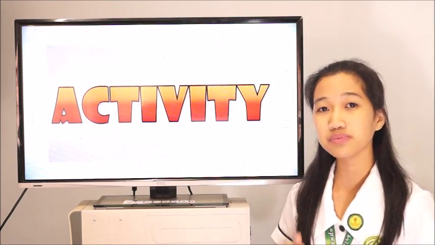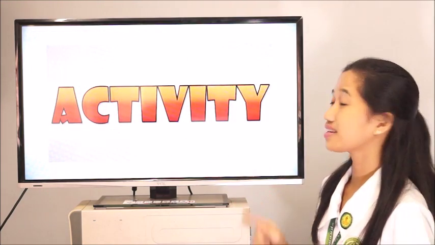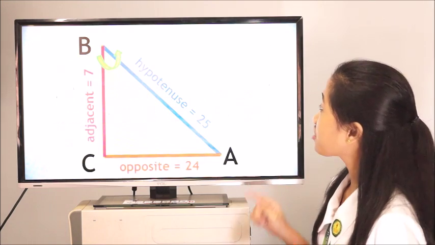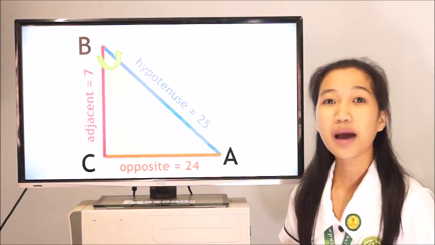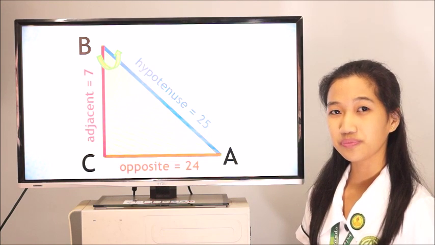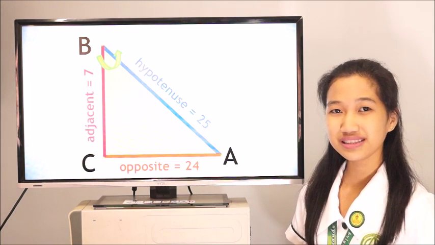Let's see if you have absorbed something. Try this activity. Find the trigonometric functions of angle A as well as angle B. Apply SOH-CAH-TOA. This ends my presentation.